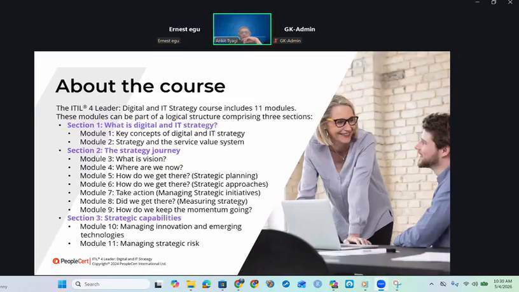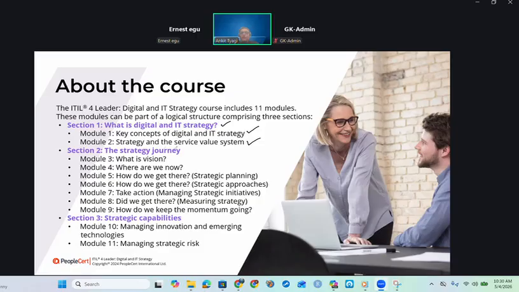About the course. Like I said, there are 11 chapters, which have been divided into three key sections. 11 chapters or 11 modules. Section 1, we talk about what is digital and IT strategy, under which we have two chapters: key concepts of digital and IT strategy, and the strategy and the service value system.